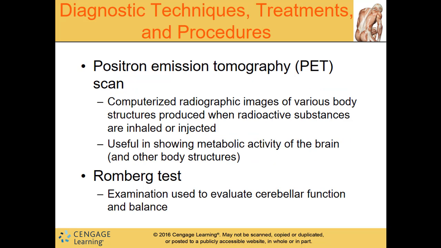Positron emission tomography, also known as the PET scan, computerized radiographic images of various body structures produced when radioactive substances are inhaled or injected, useful in showing metabolic activity of the brain and other body structures. Romberg test, examination used to evaluate cerebellar functions and balance.